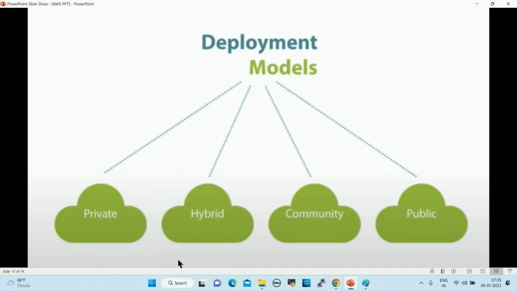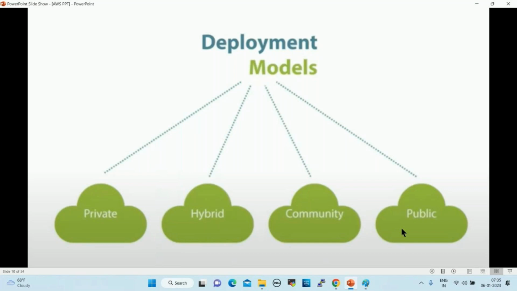Next one, community cloud. This is government cloud, used by government sectors, defense cloud, central access. They host their applications on community cloud. This is also a private cloud, but a very secure cloud. No one can enter into this. So these are the four deployment models available in cloud platforms.